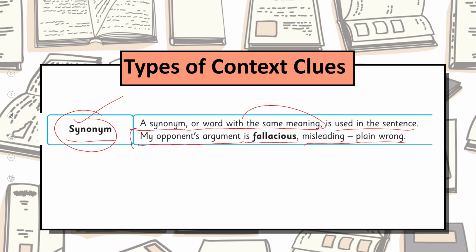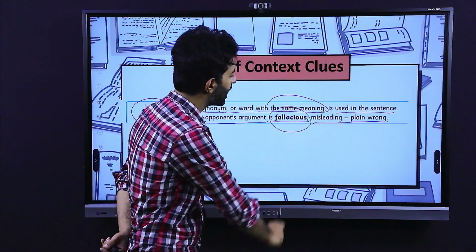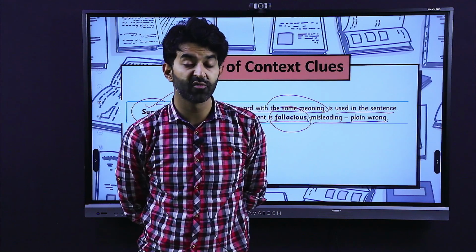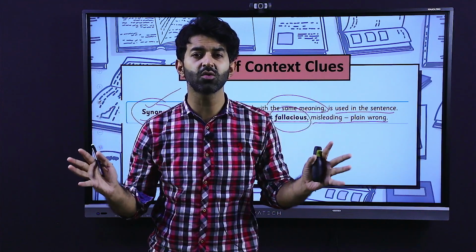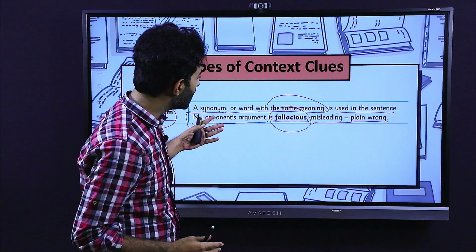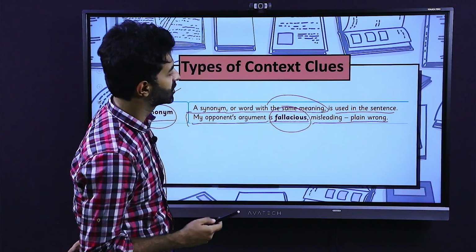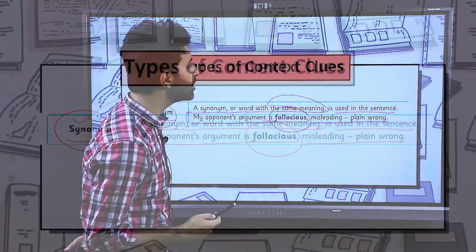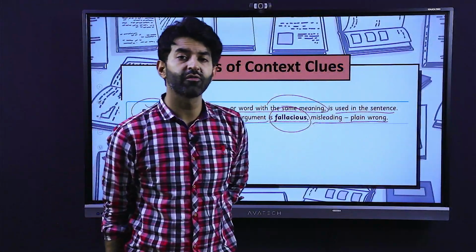Now, what is our unfamiliar and unknown word over here? The word which I have bolded, fallacious. Suppose that we have not heard this word before, and I know that many of you have not heard this word before. You find it difficult just by looking at it, oh, this looks such a tough word to understand. What are we supposed to do now? Yes, we have to read the sentence first. My opponent's argument is fallacious, misleading, plain wrong. Now, how can we find the meaning of the word fallacious?